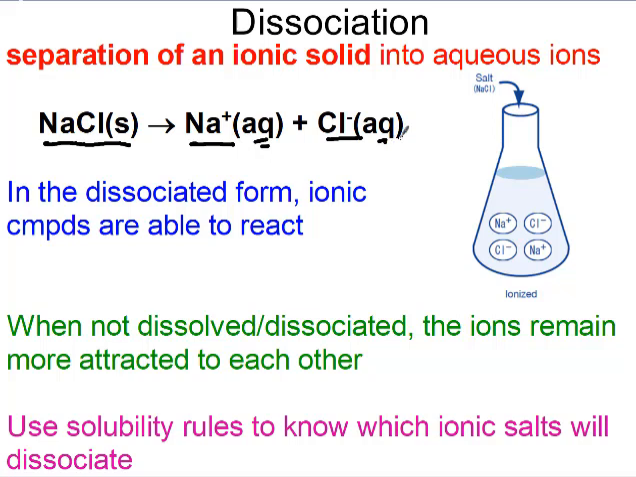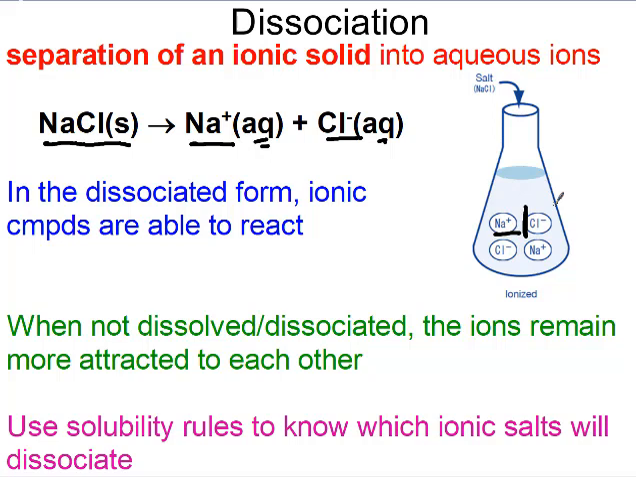In the dissociated form, ionic compounds are able to react. When not dissolved or dissociated, the ions remain more attracted to each other, so it's hard for them to interact with a new molecule if it's brought in contact with the sodium chloride, for instance. Notice in the beaker, our sodium ions and chloride ions are separated. There's space between them. They'll be moving around.